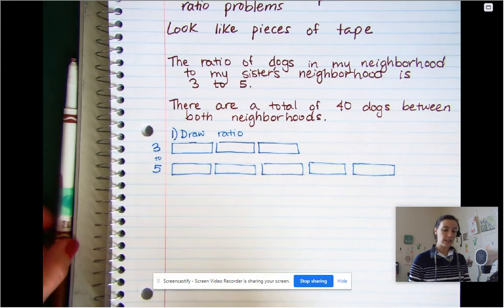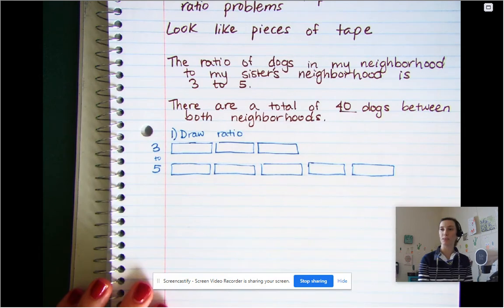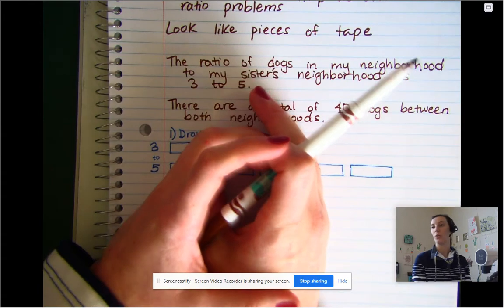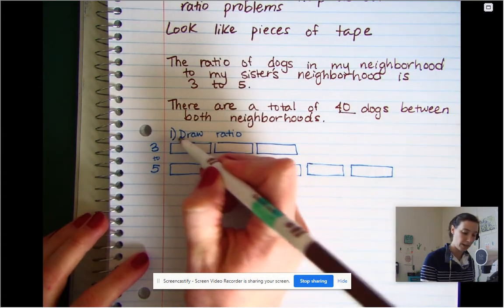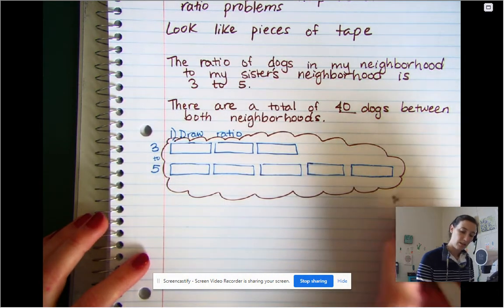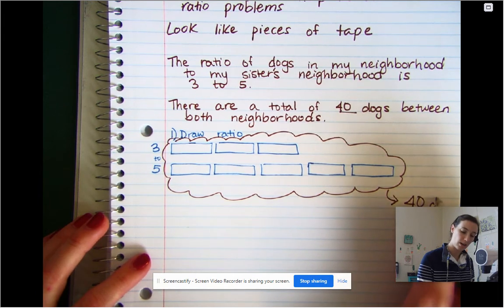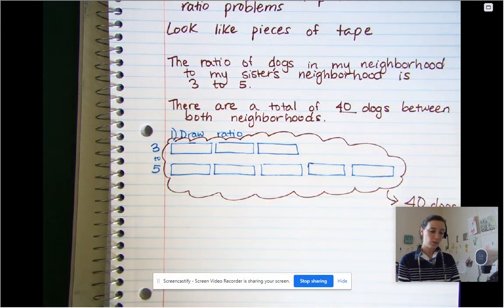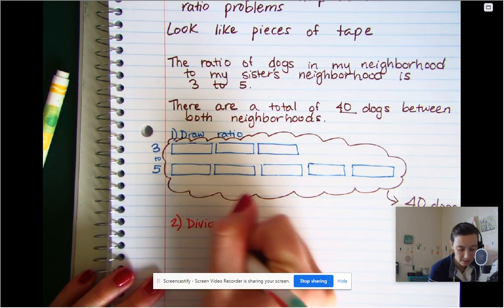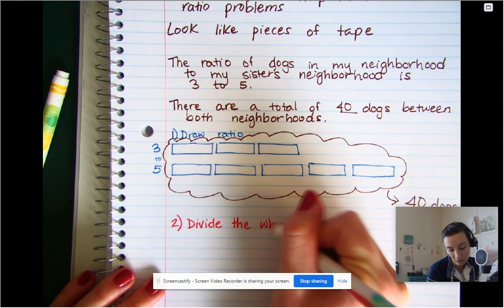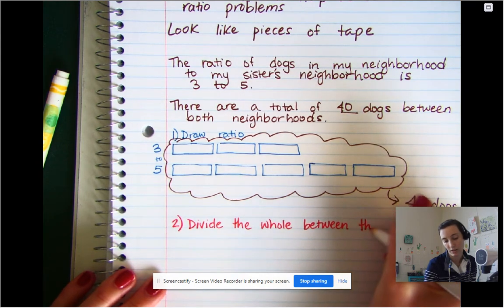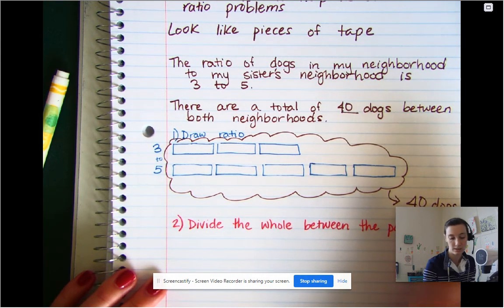Now, what we know is that there's a total of 40 dogs, meaning that among all of these pieces, if we added them all together, we would get 40. So this whole thing, I should have used a different color, sorry, this whole thing is worth 40 dogs. So step 2 then is we divide the whole between the parts, or in this case, the pieces of tape.